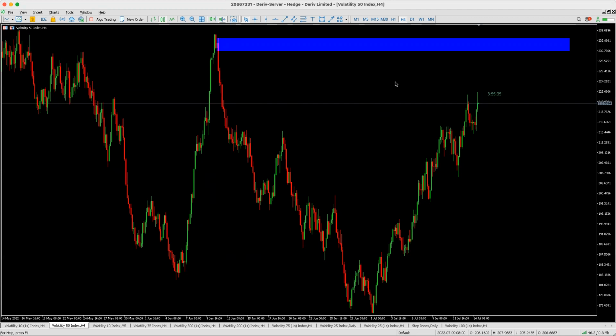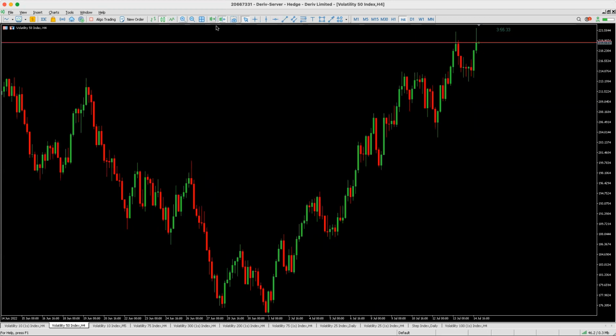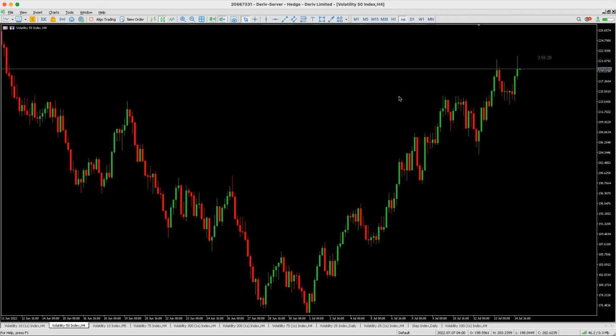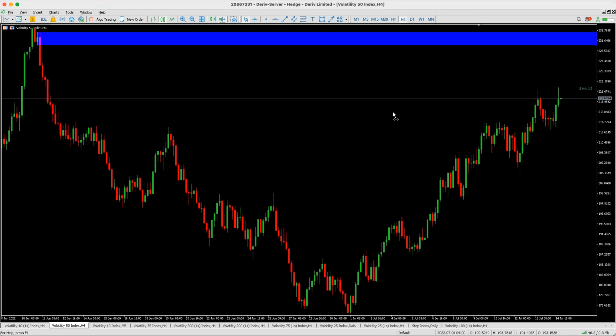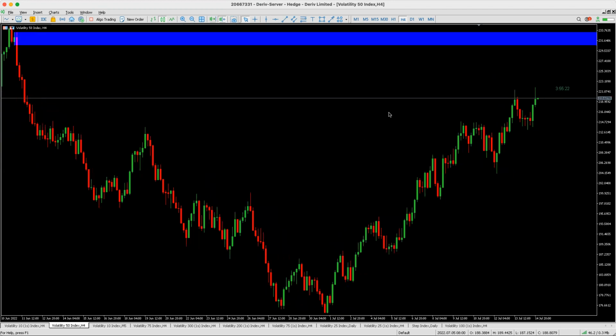Okay, so I actually took a few trades here. I actually broke even on this trade, but it was really a hard one.